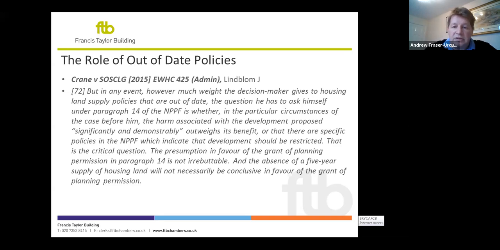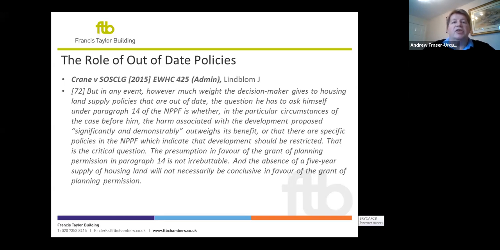And the most important thing, particularly in the context of housing, is really how far away are you from being at a 5-year supply? If you're really close to having a 5-year supply, but you just don't quite make it, a few units short, then the policies, although they are put into the tilted balance, so the tilted balance is still there, the development plan policies can still carry a lot of weight.